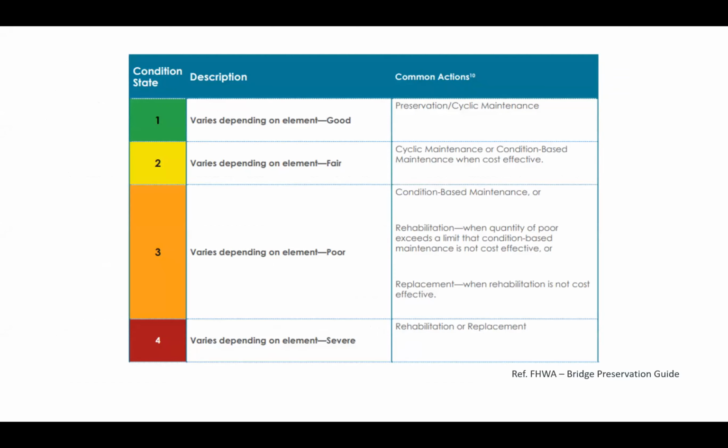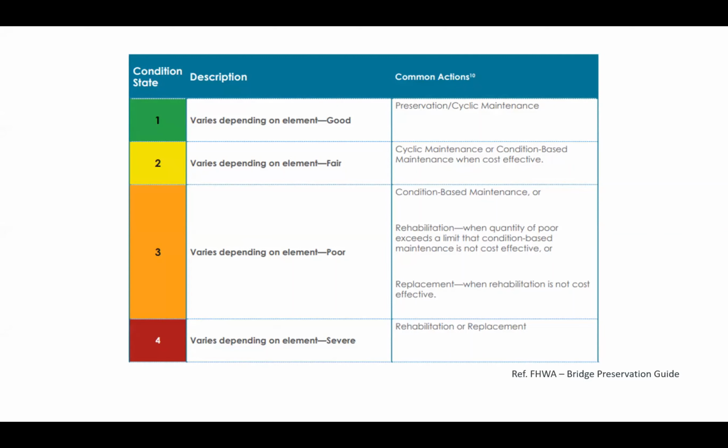So to put pretty colors to this, your condition states are 1 to 4. If you're in condition state 1 for a particular element, it's nice and green. It's called good. And your common action for that would be preservation or cyclic maintenance. Just keep an eye on it, maintain the bridge, keep the joints free of debris, and so forth. If you go to condition state 2, you're going to a fair category. So now you're in cyclic maintenance or condition-based maintenance when cost effective.